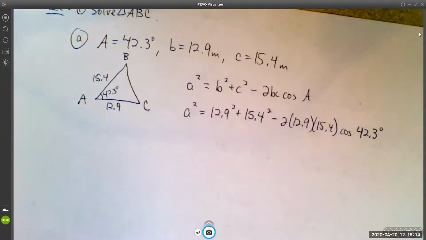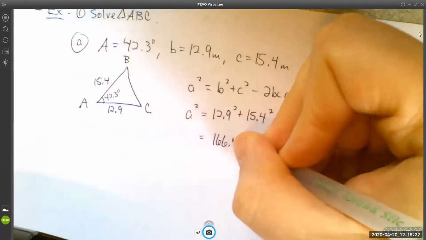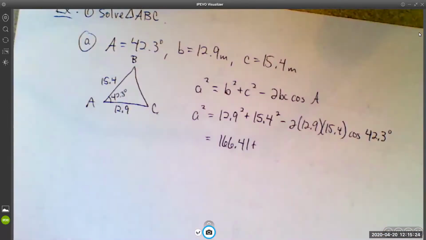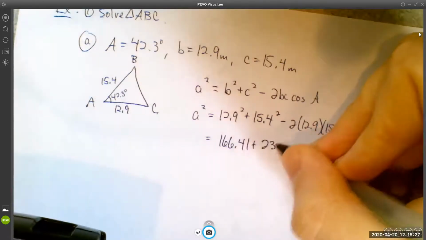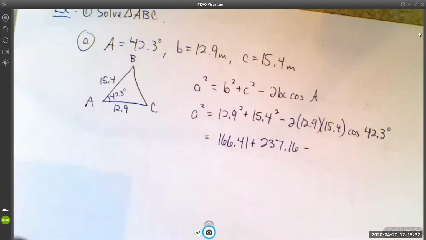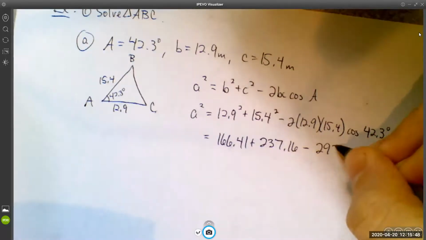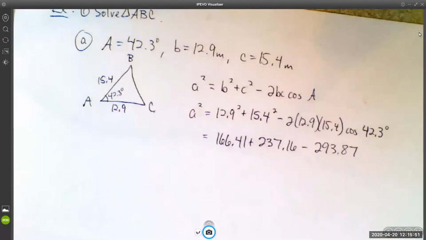I might do an additional intermediate step and do 12.9 squared. That's 166.41. 15.4 squared is 237.16. And then this all is just multiplication. I'm just going to punch it into my calculator at the same time. 2 times 12.9 times 15.4 times cosine of 42.3. Make sure you're in degree mode. And that whole thing comes out to 293.87-ish.